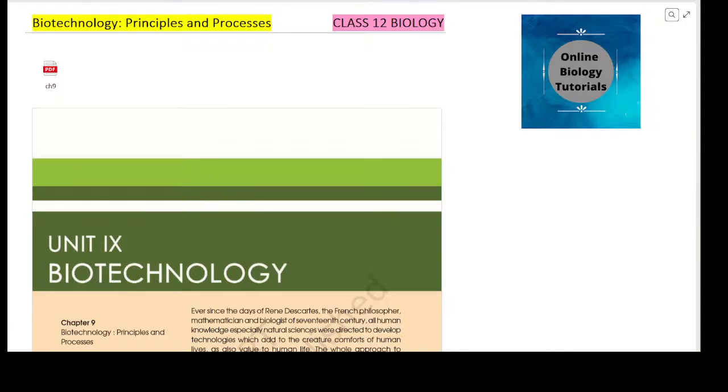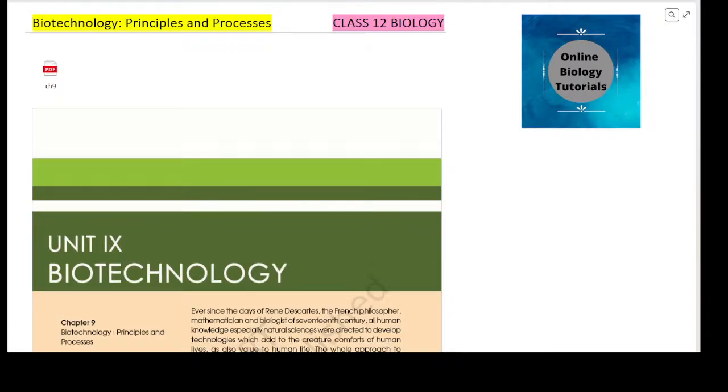In this live of today, I will be reading chapter 9 Biotechnology Principles and Processes taken from NCERT class 12. Let me check whether my screen is clear to you or not and then we'll start. Yes, it's very much clear.